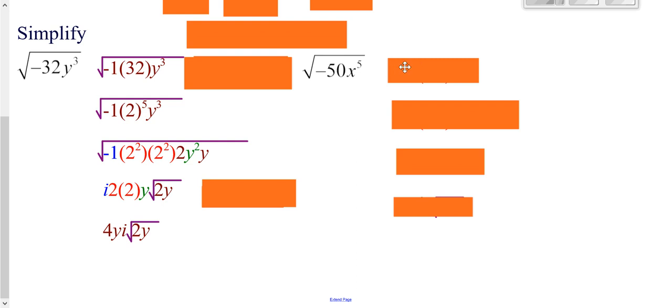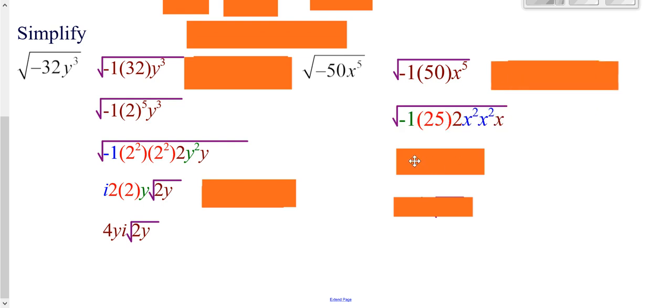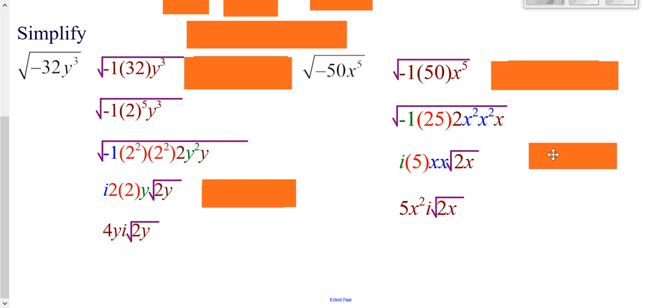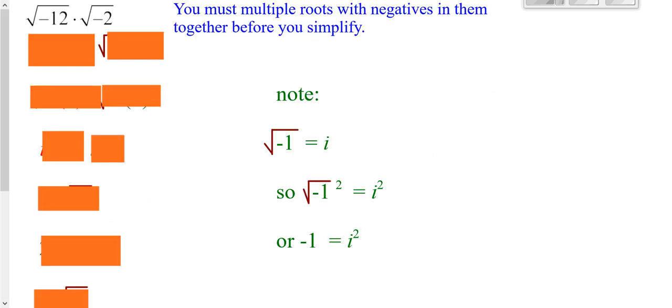So this one here, we're going to write it as a -1 times 50 x to the 5th. Then our square root of our 50 x to the 5th, we'd work out like we did in earlier sections. So square root of this green -1, you know, is an i by definition. Square root of that 25. Square root of our 2x squareds. Can't do anything with the 2 or the x. So we simplify what's in front to 5x squared i, still with our 2x inside. So the main difference we're doing today is just dealing with the negative inside of a square root.